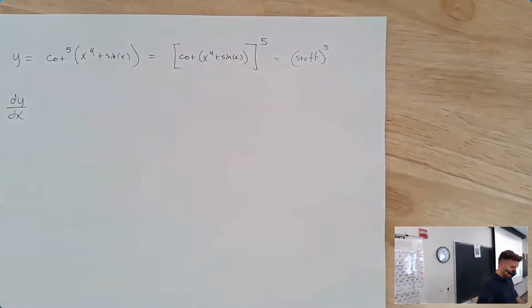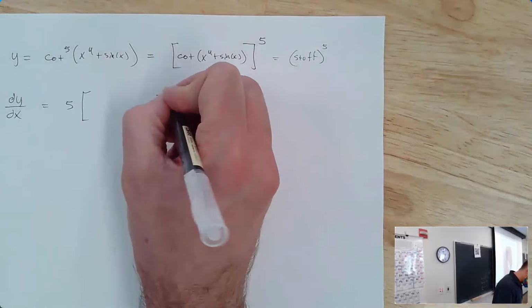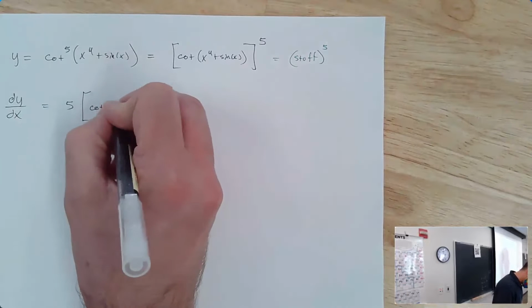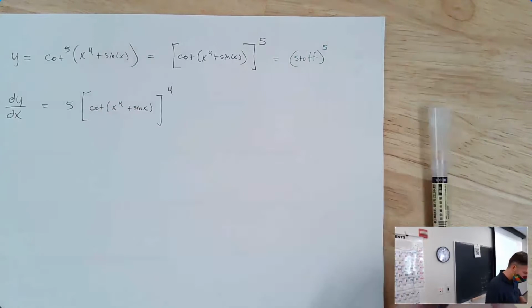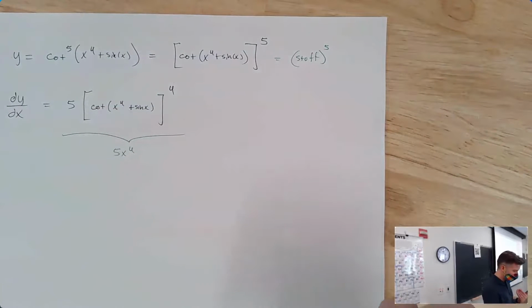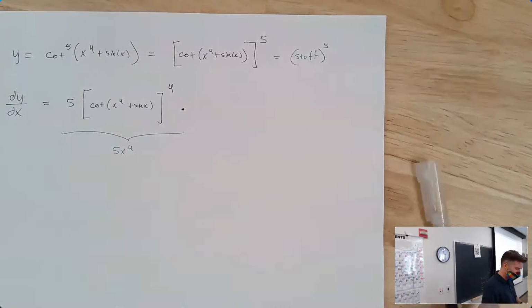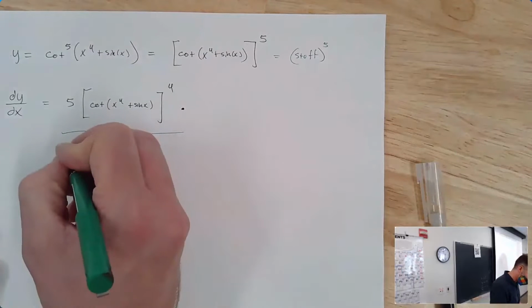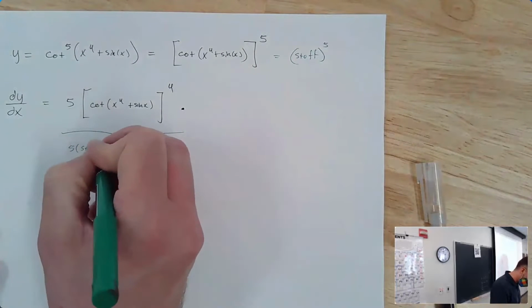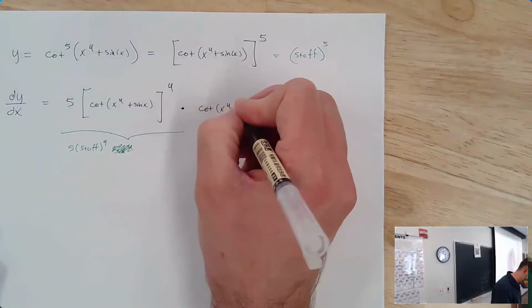And my derivative is going to be 5 times my stuff to the 4th power. But then, what do we have to multiply by? Let's multiply by the derivative of the stuff. But the stuff is also complicated, right? It's not a straight, oh, it's an x to the 3rd, the derivative is 3x squared. It's another chain rule kind of deal. Sorry, I wrote that as 5x to the 4th. I apologize. That is 5 times stuff to the 4th. And then I have to multiply by the derivative of the stuff, cotangent of x to the 4th plus sine of x.